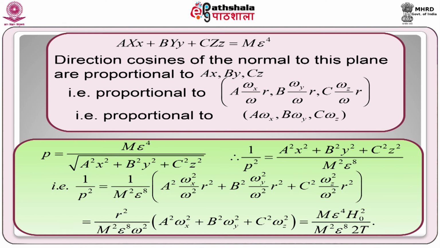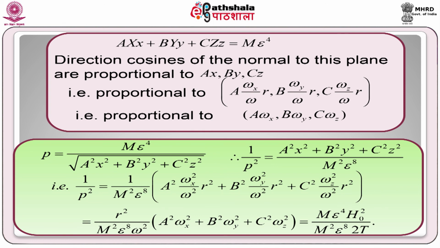That is proportional to capital A, where we have substituted the value of x here. Substituting the value of y, we get this one. Substituting the value of z, we get this one. That is proportional to capital A ωx, capital B ωy, capital C ωz, since ω and r are proportional. Therefore, the tangent plane is an invariable plane and so fixed in space.